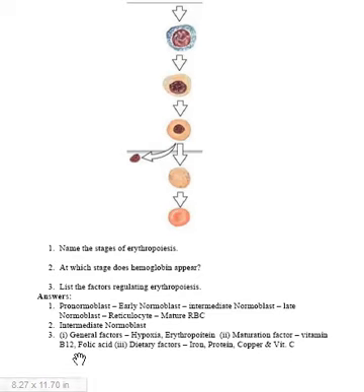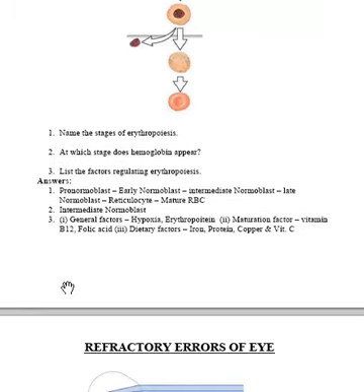And next, out of the factors, we have to segregate three types of factors: one is the general factor, the maturation factor, and the dietary factor. So the general factors are hypoxia and erythropoietin, the maturation factors are vitamin B12 and folic acid, and the dietary factors are iron, protein, copper, and vitamin C. Okay, let me move to the next slide.